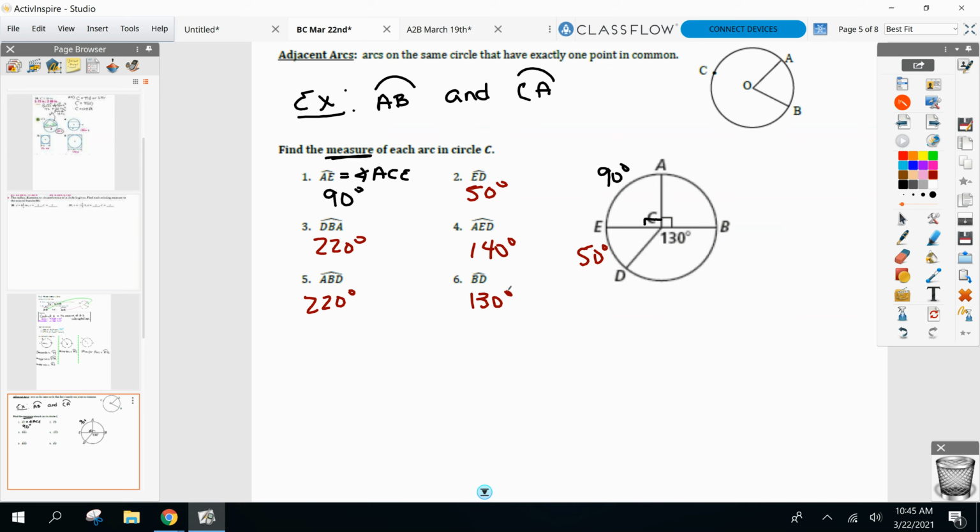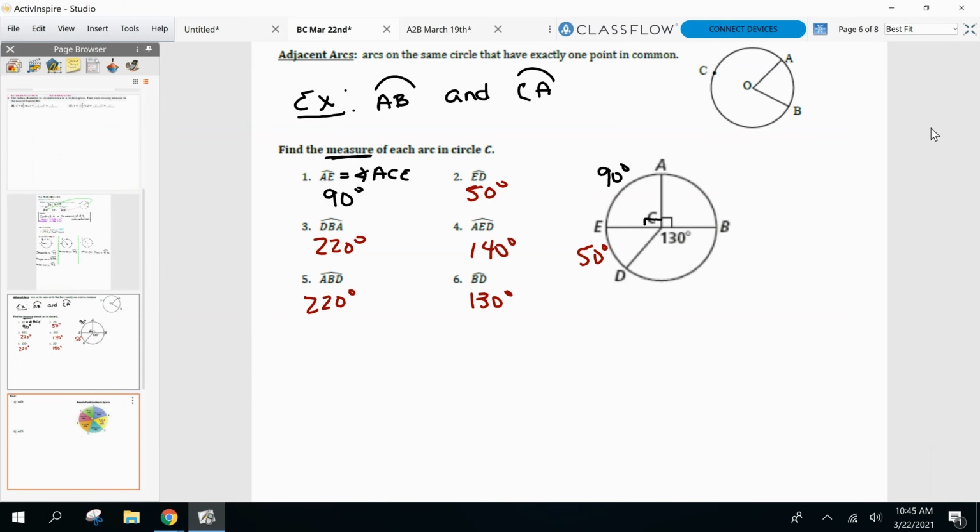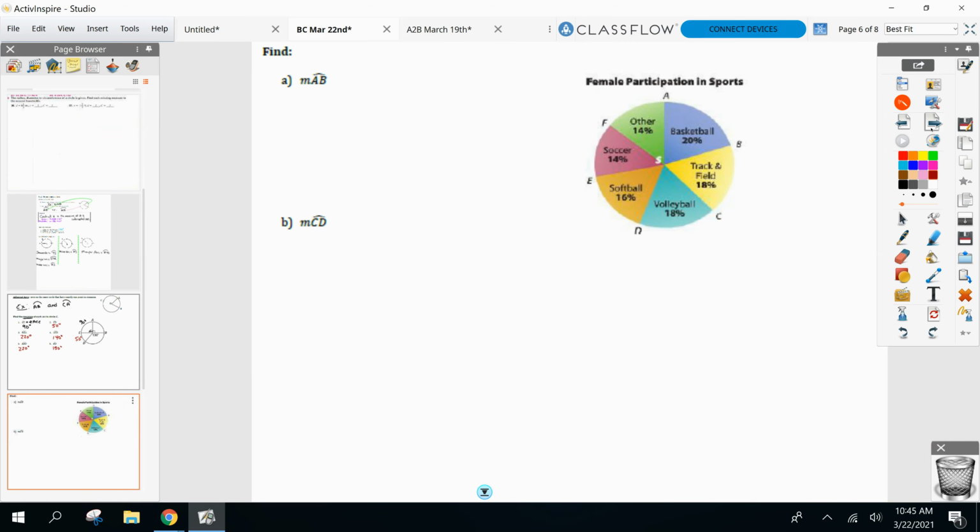Okay, any issues there? Arc measure equals central angle. Now, what happens if I don't give you the angle? What happens if it's your old school, remember in elementary school, you made your little pie charts? So if I'm asking for arc AB, arc AB is the same as angle ASB, but I don't know that angle. But I do know that part up there is 20% of the whole circle.